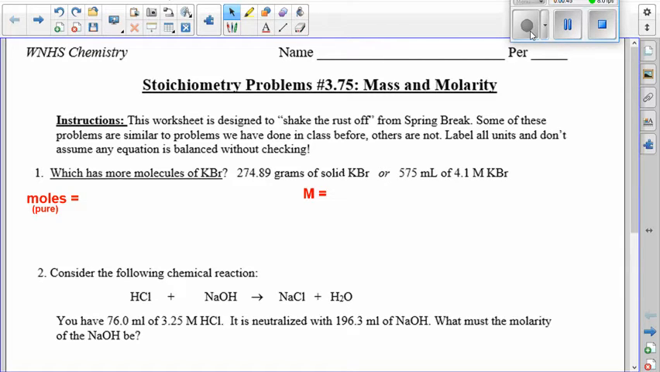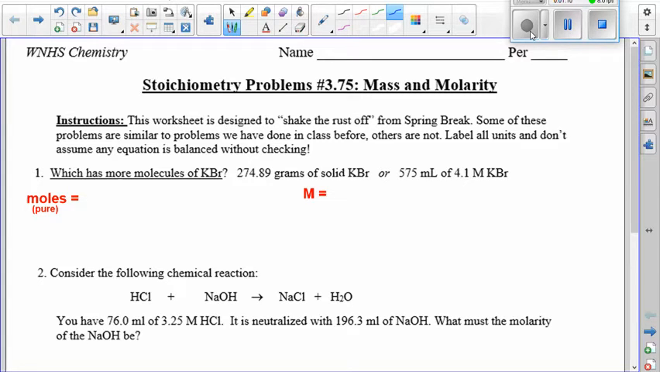The very first one asks you which one has more molecules of KBr: a solid chunk of 274.89 grams, or a bottle of 575 milliliters of a 4.1 molar solution. Which one has more KBr molecules? Okay, well, we can't compare these two directly. We've got to give them apples to apples. So we're going to find the moles of both.